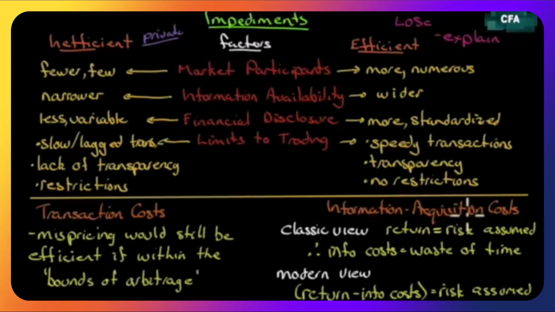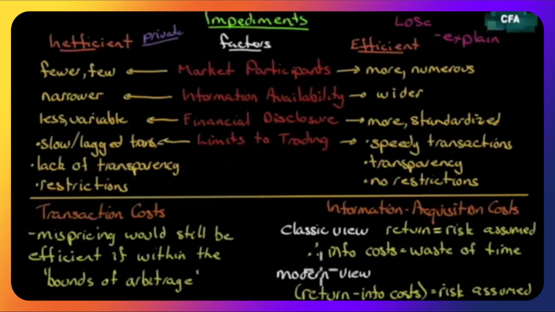Information acquisition costs. The classic view was if we take return equals the risk assumed, that the return you realize on any asset will equal the risk assumed in an efficient market. Therefore, information costs equal a waste of time. Because where would you take it from? Your return, you'd have to subtract your information costs from your return. You'd always be lower than the risk assumed. You'd always get a lower return.